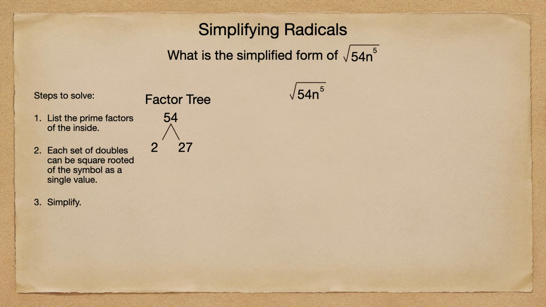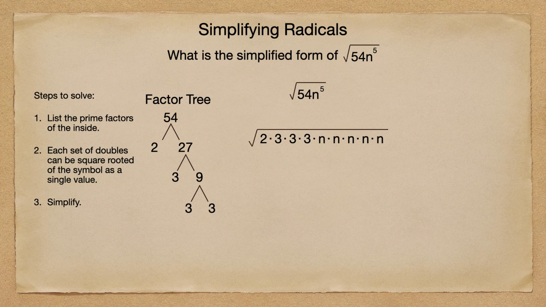2 times 27. 27 is going to break down into 3 times 9, and 9 is going to break down into 3 times 3. So we're going to list these out with the number of n's: 2 times 3 times 3 times 3 times 5 n's. We can now take each set of doubles and we're going to factor them out. We have a double of 3, a double of n, and a second double of n.